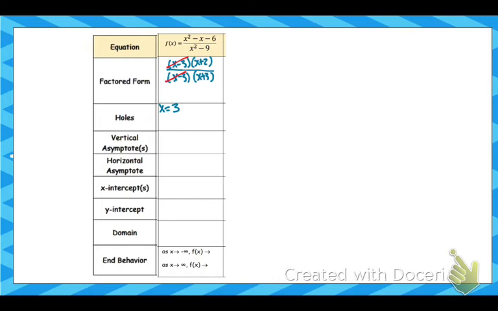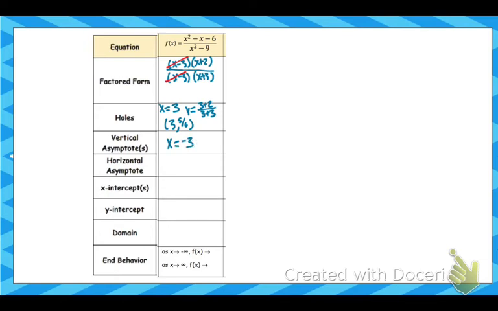Then I would plug 3 in to get the y-coordinate. So everywhere there's an x in the remaining function. So my hole is at 3, 5 over 6. Vertical asymptote, again, at this point, we're just looking at the remaining function from this point going forward. Vertical asymptote, I set the bottom equal to 0.